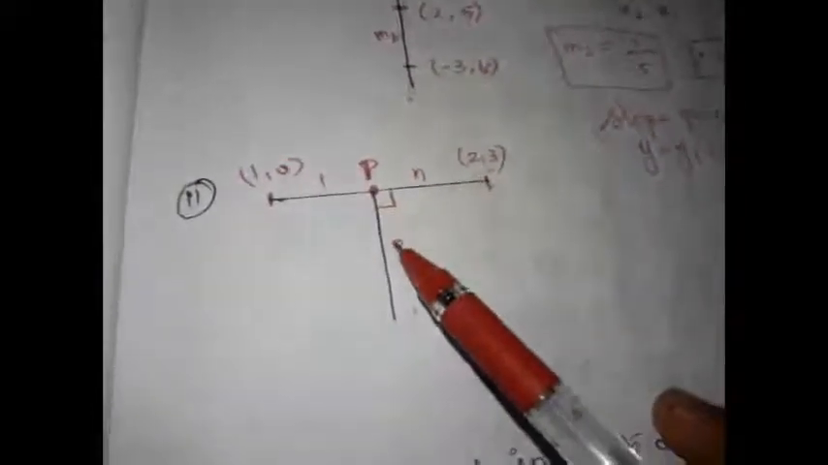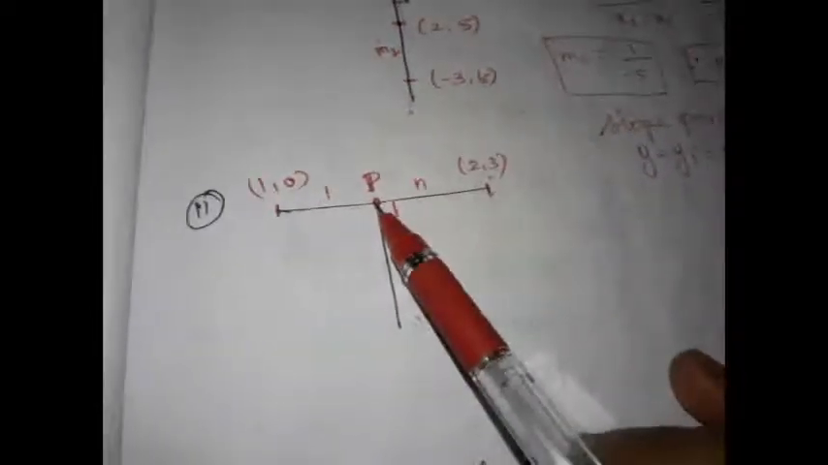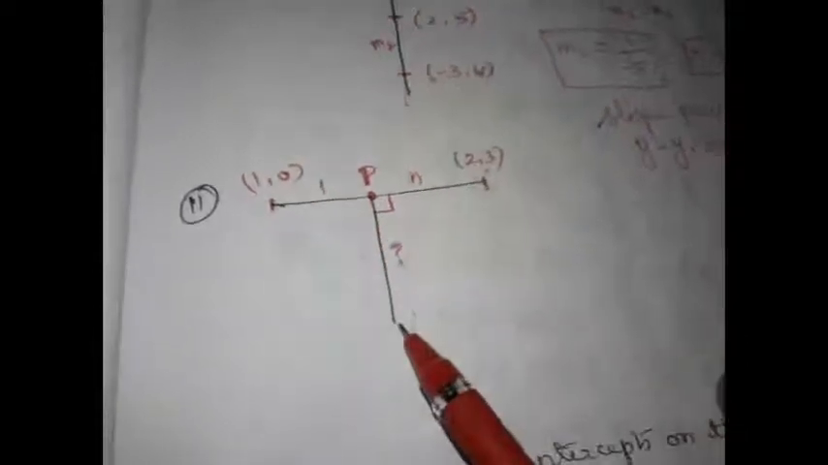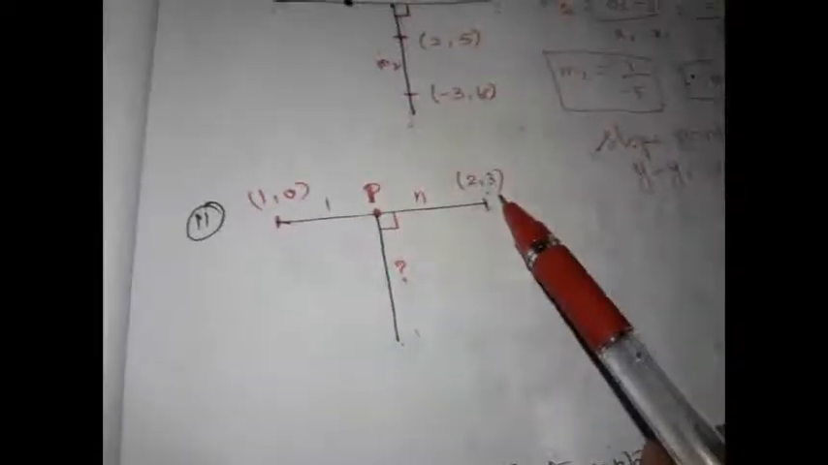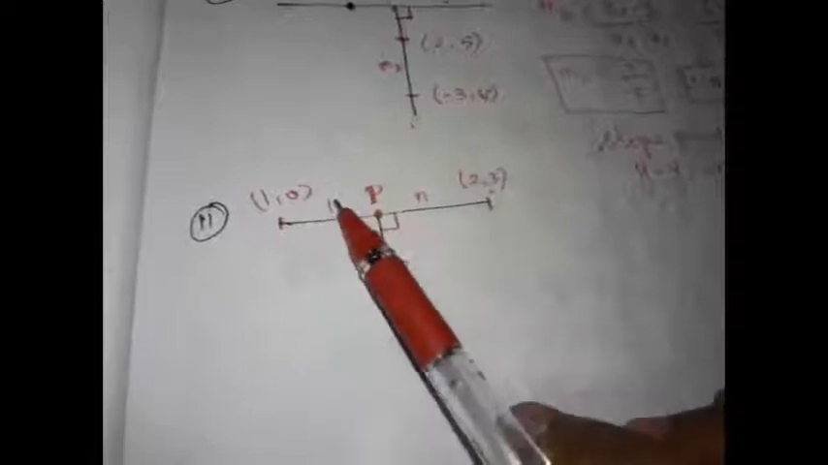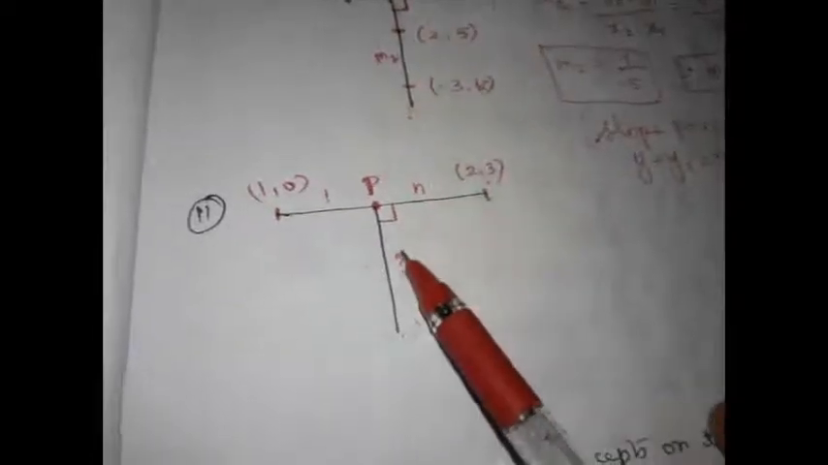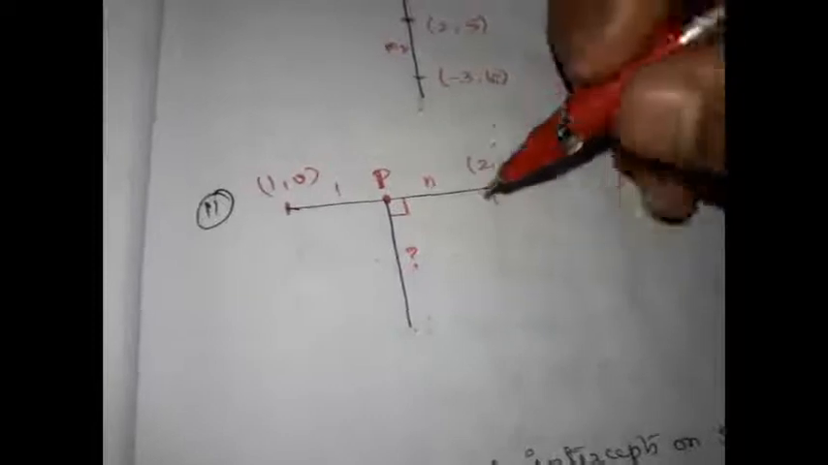Yes. So I repeat what is given. They asked you to find the equation of this line. A line is perpendicular to a line segment joining the points (1, 0) and (2, 3), and divides it in the ratio 1:n. Find the equation of the line. So this line is perpendicular to this and it divides it in the ratio 1:n, right? They asked you to find the equation of this line.